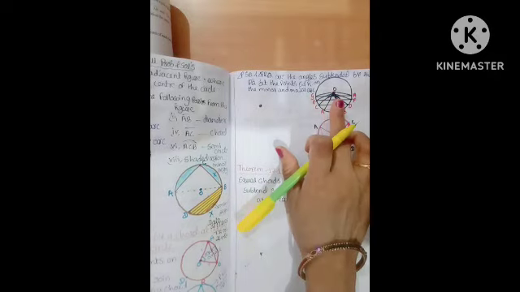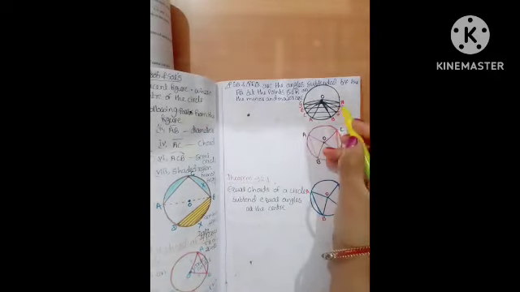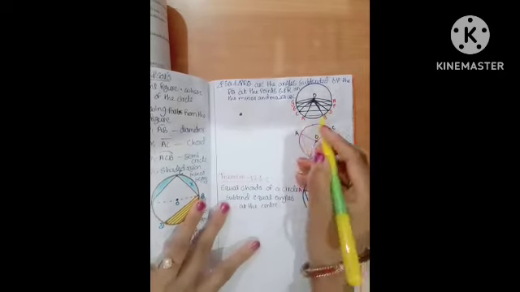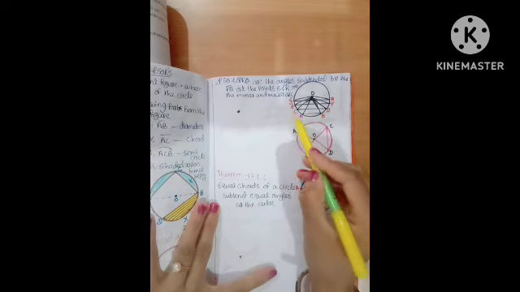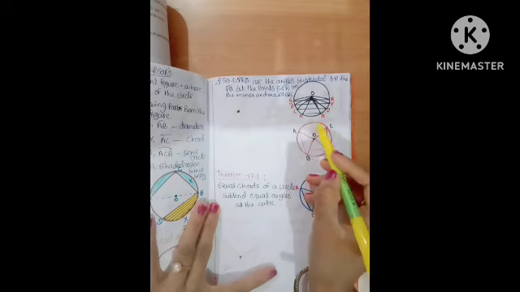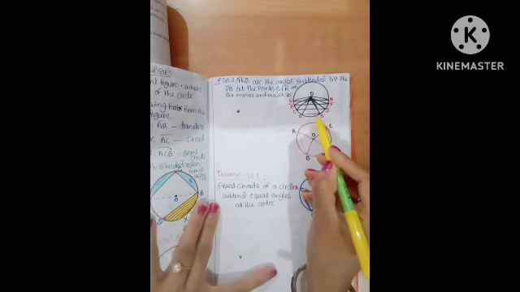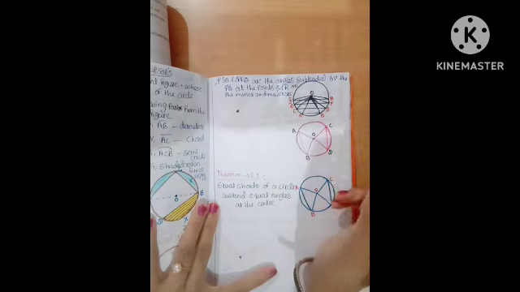This figure. Let us discuss it one by one. Let us take all the points on the circle. So only points are there. Here AB is one chord. CD is one chord. EF is also one chord. GH is also one chord.